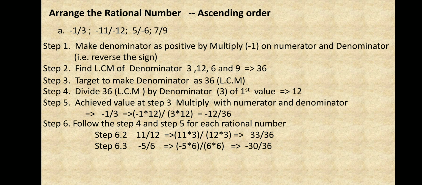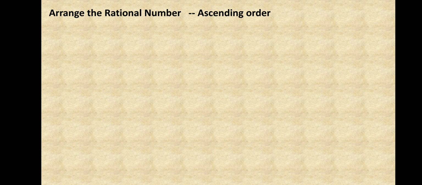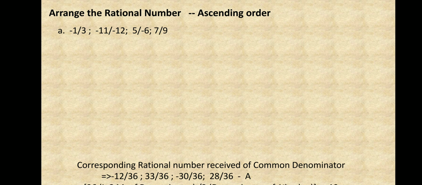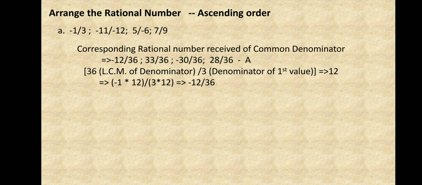And at step 6.3, you have minus 5 by 6. So minus 5 will be multiplied by 6 and 6 will be multiplied by 6. What do you get? You get minus 30 by 36. And at step 6.4, you have 7 by 9, and this 7 will be multiplied by 4, whereas 9 will also be multiplied by 4. And what do you get? You get 28 by 36. Am I right? So now we are going to compare these rational numbers. This was your question, right? And the corresponding rational numbers with common denominators are minus 12 by 36, 33 by 36, minus 30 by 36 and 28 by 36.